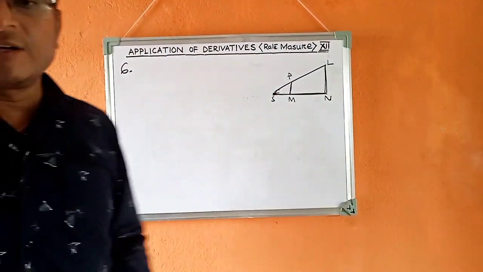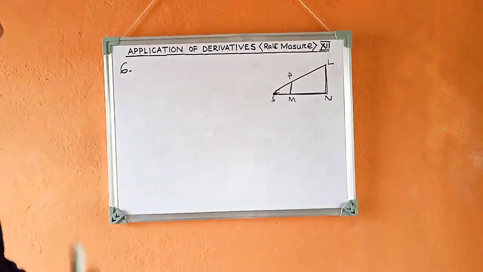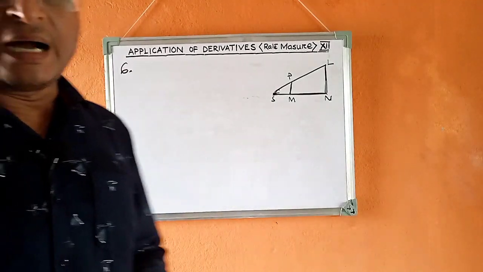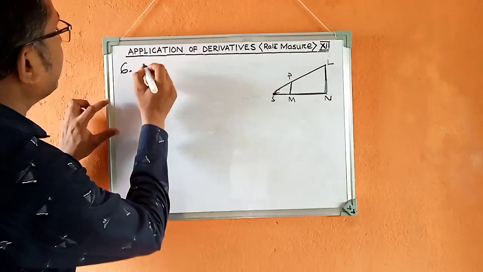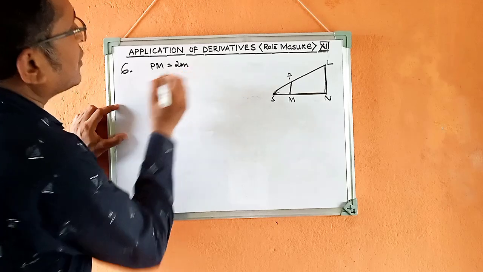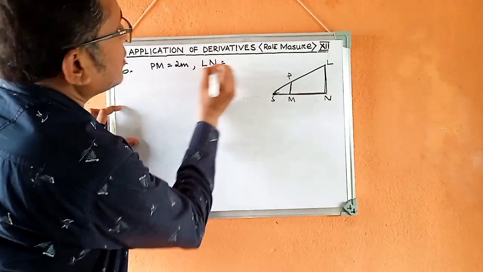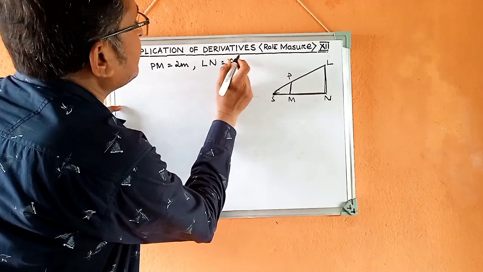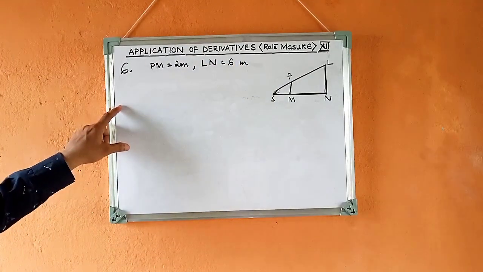PM is the height of the man. LN is the height of the lamppost. Okay, now I repeat the question. A man of height 2 meter, that means PM, the height of the man, is 2 meter. The height of the lamppost, LN, is 6 meter, that is given.